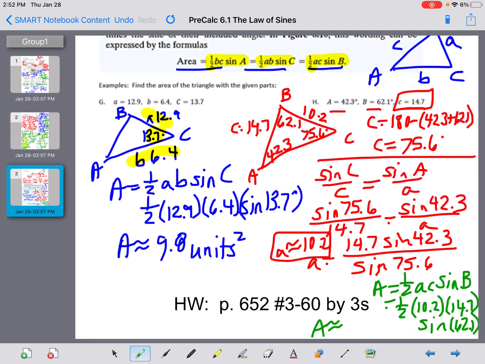All right. I'll round it to 3. And there's my area. So using the law of sines, I can find that missing side, and then I can use this area formula. All right, try them. Page 652, 3 through 60 by 3s, and let me know if you have any questions.